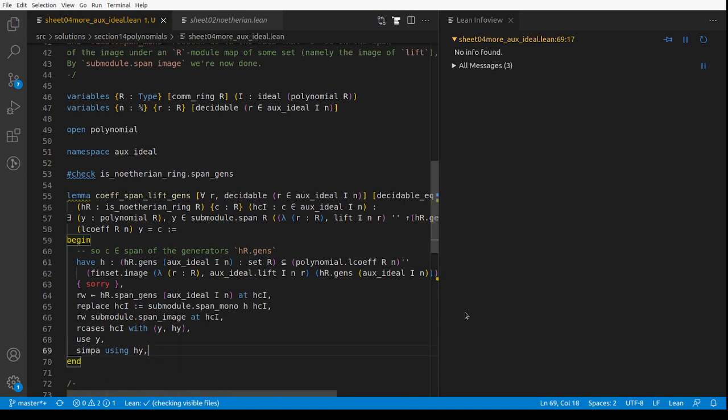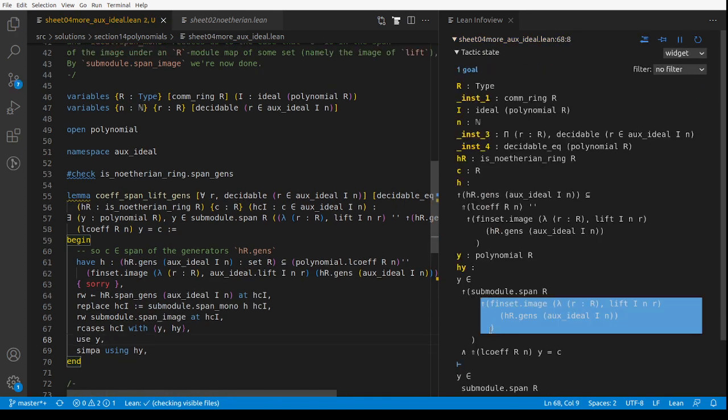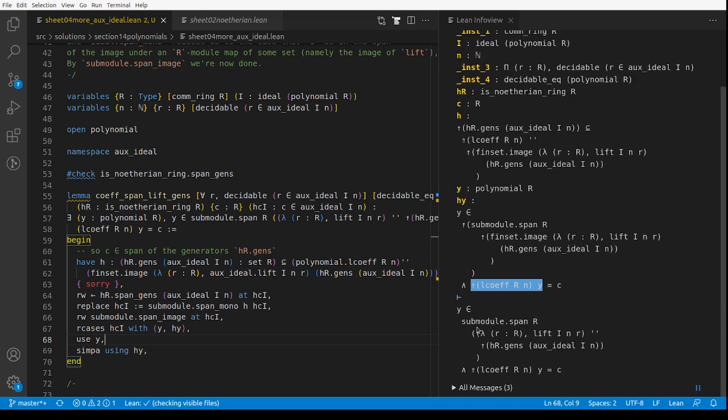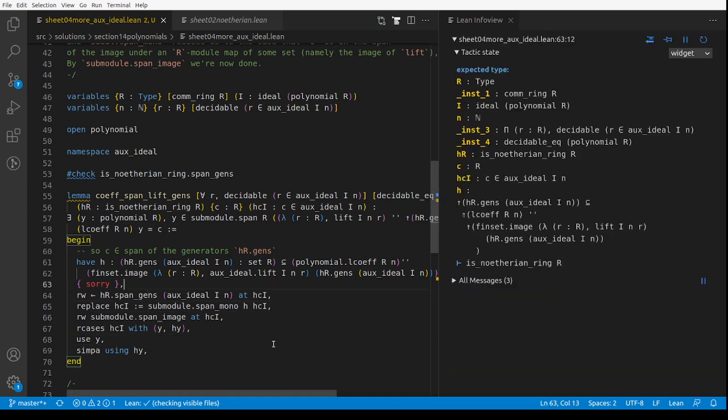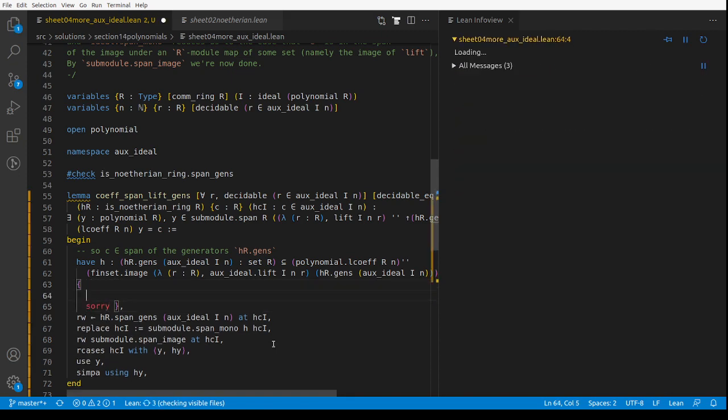There we go. You see, the reason I went for simpa using hy, you see, I've got this Finset image, and then here I've just got the set image. But somehow Finset image and set image are known to be the same thing. The simplifier can do it. So we're nearly done, except we haven't proved h yet.